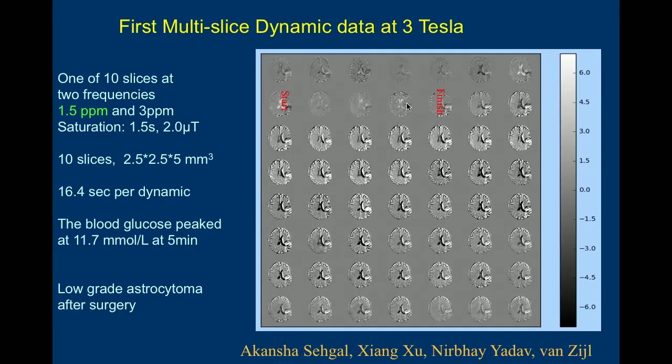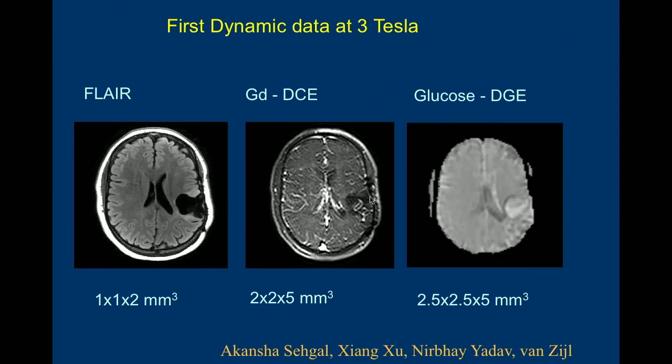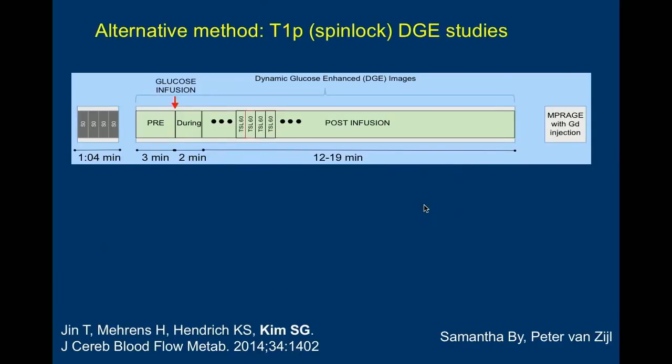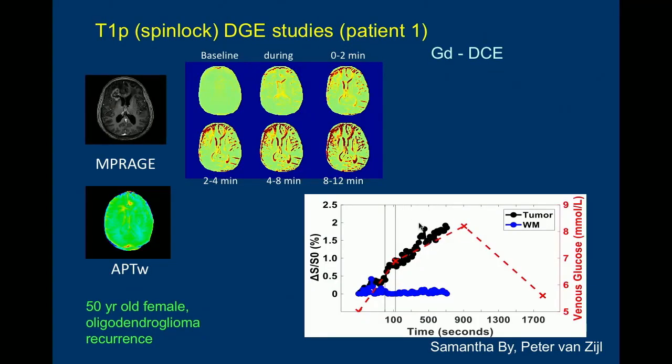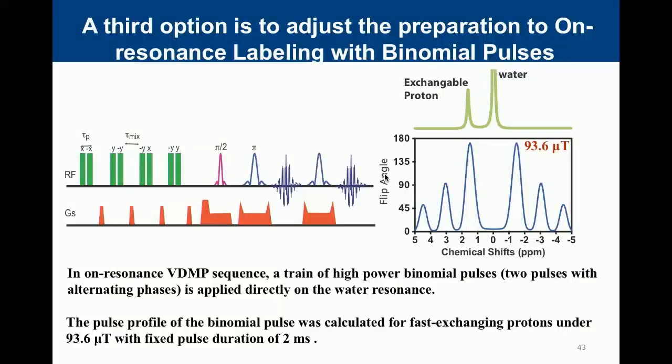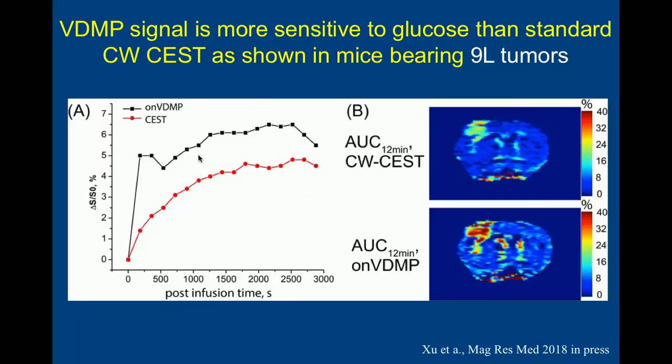Here's just a first study of an infusion in a patient with a brain tumor at 3T. You can see a very nice highlighting in the area of the tumor through the saturation signals. Here's a comparison between the gadolinium DCE image and the glucose image, and the FLAIR. It's not looking exactly the same, but has some of the same features. And here's another example where you can use a spin lock pulse to do something the same, again highlighting this and also the blood vessels nearby. You can also use on-resonance binomial pulse labeling to perform this type of study.